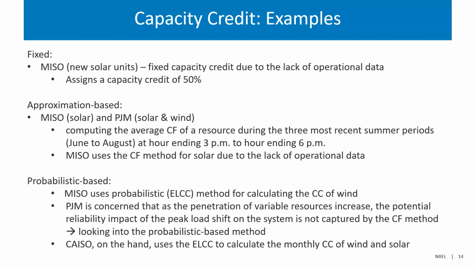PJM is concerned about the increasing penetration of variable resources and the potential reliability impact of the peak load shift on the system, and that would not be captured by the capacity factor method. So they're also looking into the ELCC method for both solar and wind. CAISO, on the other hand, uses the ELCC method to calculate the monthly capacity credit of wind and solar.